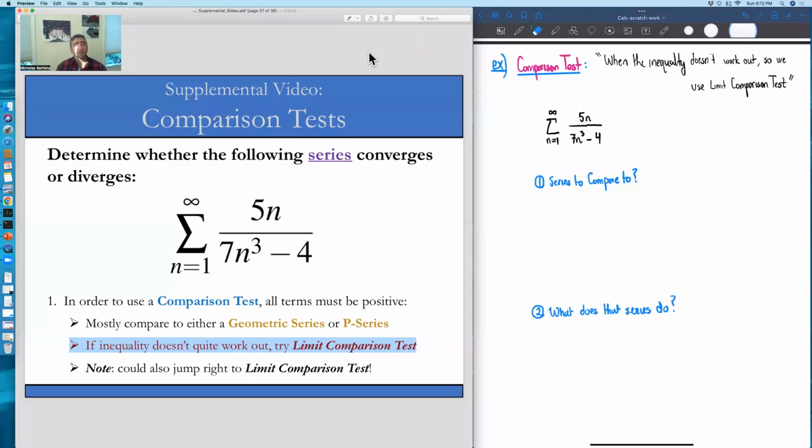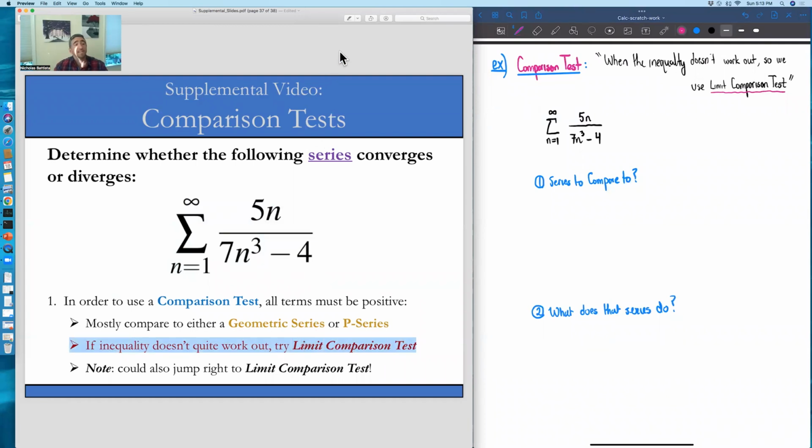In this example, we're going to use a comparison test to help us determine whether the following series converges or diverges. What I'm going to highlight in this example is we're going to try and set up an inequality to directly compare our series to another one. However, the inequality isn't going to work out the way we need logically for a comparison test. So we're actually going to go ahead and use a limit comparison test to come in and save the day. So that's what I'm going to highlight in here.